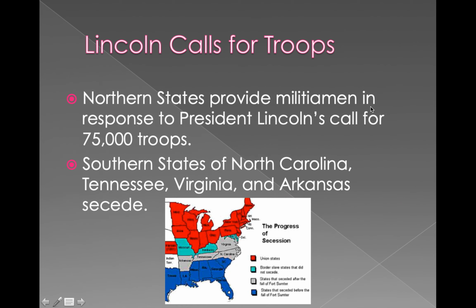Another question for you. In addition to Lincoln calling for troops, later in the war, what will Lincoln do in order to bring more troops onto the side of the Union? Answer, he will allow African Americans to fight. He will allow contraband, which is also runaway African Americans, and he will initiate the first draft in the United States.